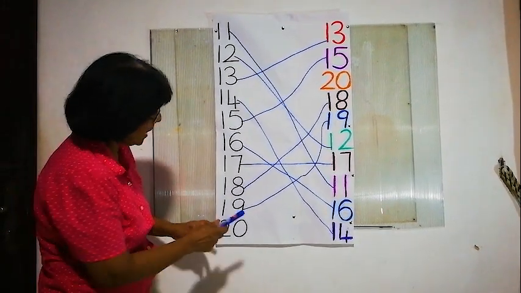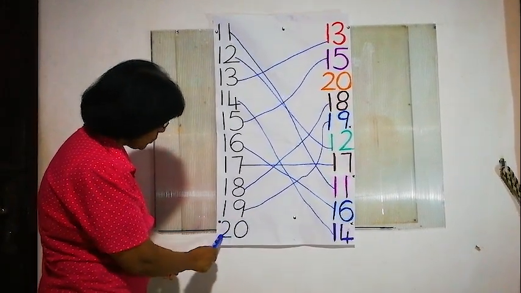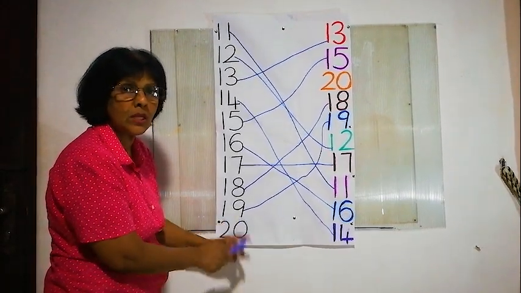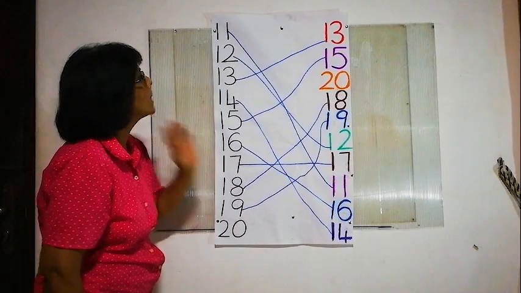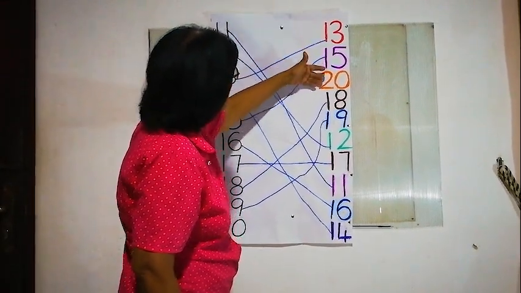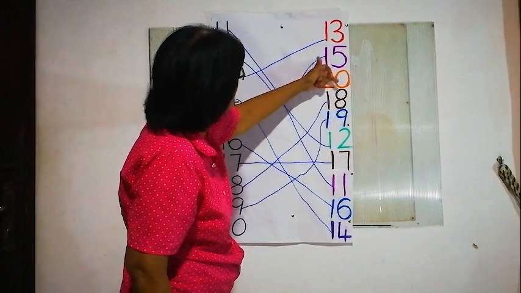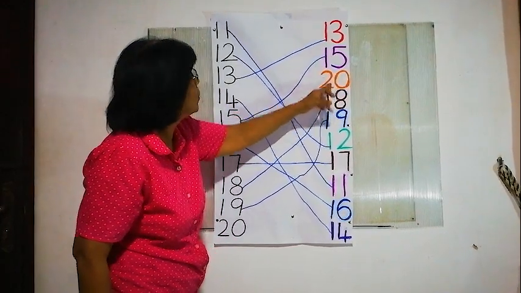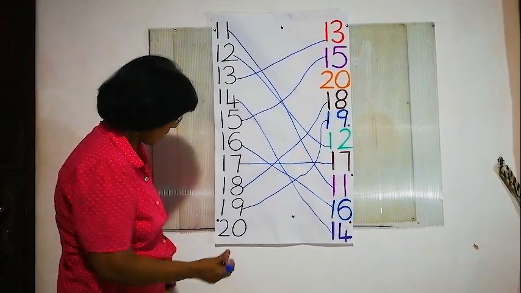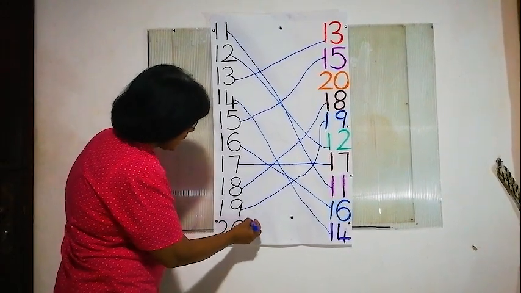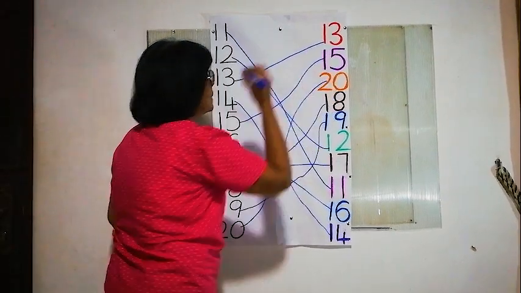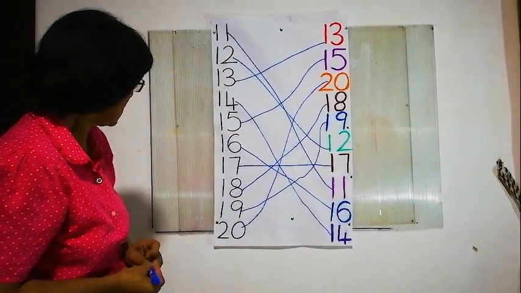Yes. Then the last number, 20. 2, 0, 20. Where's 20? 13 finished. 15 finished. 20. Here. 2, 0. Now we are matching 20 and 20. Yeah. That's finished. Now we'll check and see.